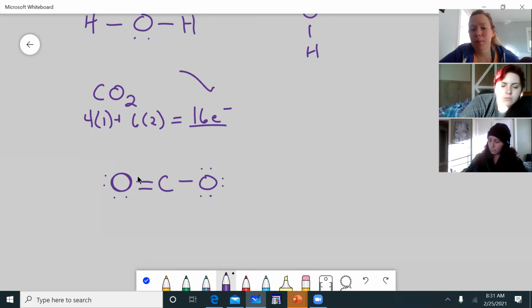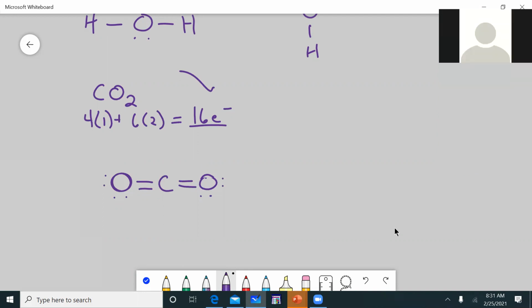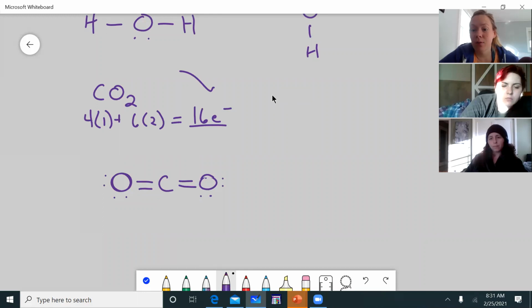I could, but that would make it sort of unbalanced. So instead, I'm going to have this oxygen use one of its sets and just move it over into this zone where it can then share. Okay. Whenever you're making double and triple bonds, I would always check and make sure that you have counted them correctly. So count up the number of electrons, 2, 4, 6, 8, 10, 12, 14, 16. I still have 16 electrons on the board.